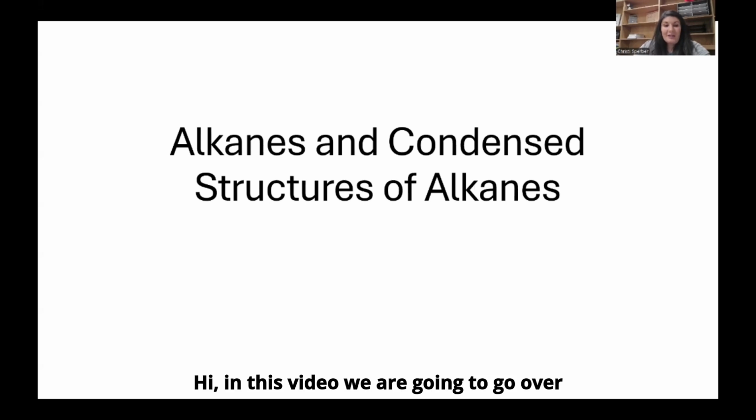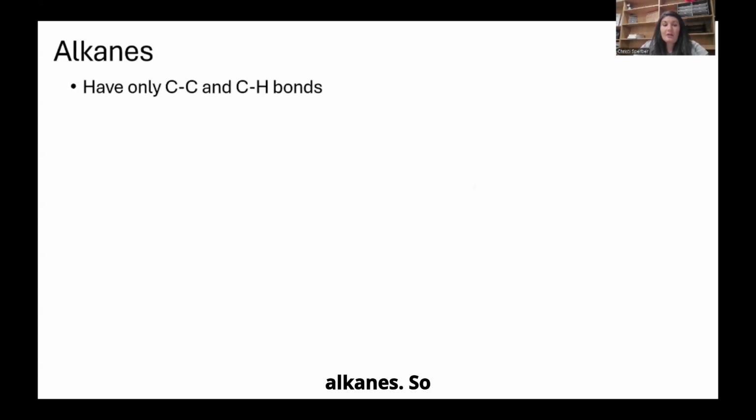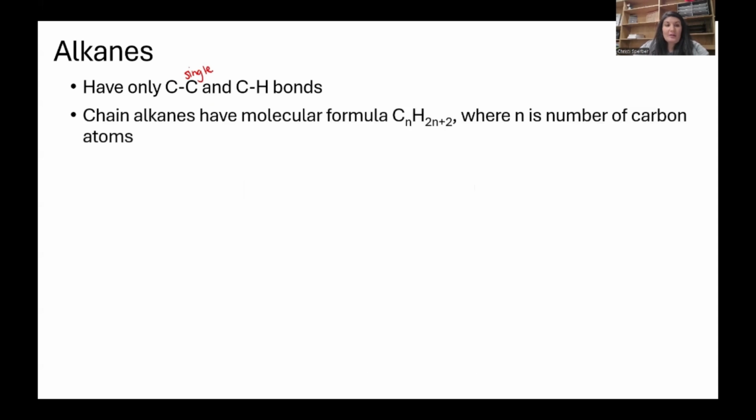Hi, in this video, we are going to go over alkanes and condensed structures of alkanes. So alkanes have only carbon-carbon single bonds and carbon-hydrogen bonds. Chain alkanes have molecular formulas of CnH2n+2, where n is the number of carbon atoms. So if there are 2 carbon atoms, it would be C2H6.